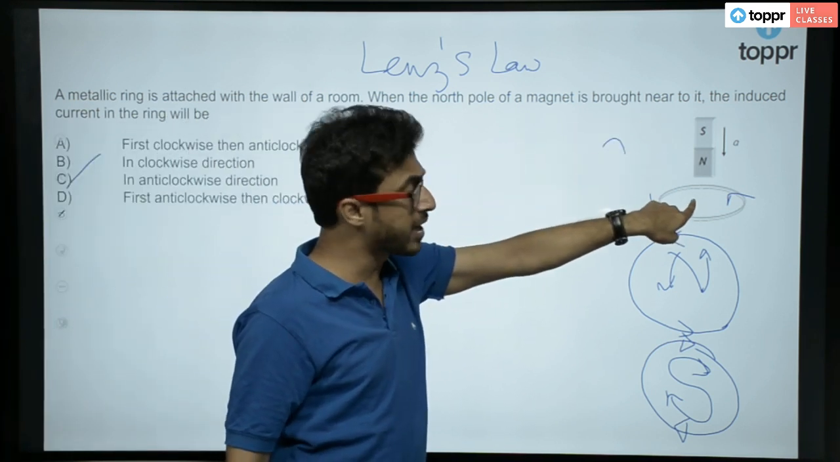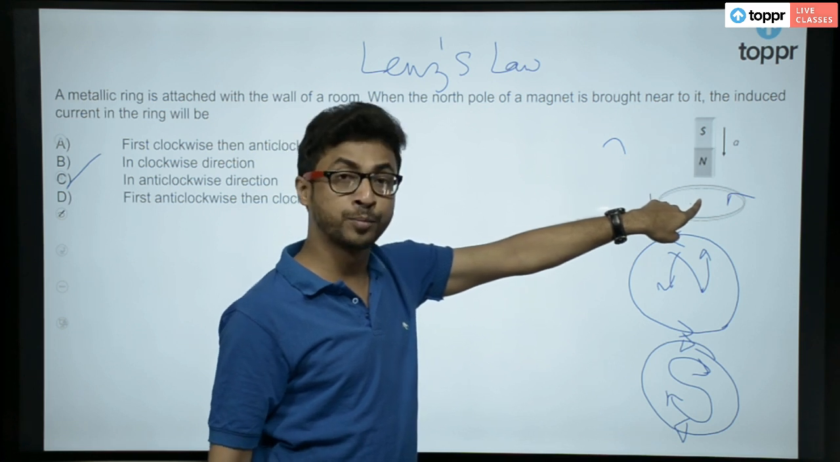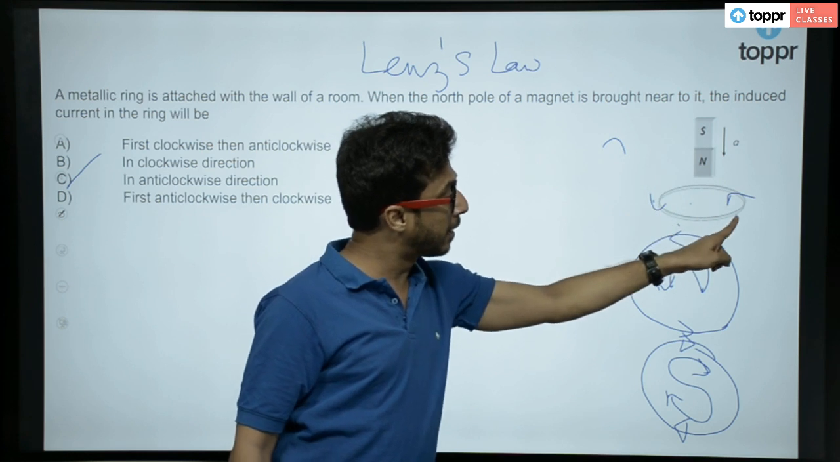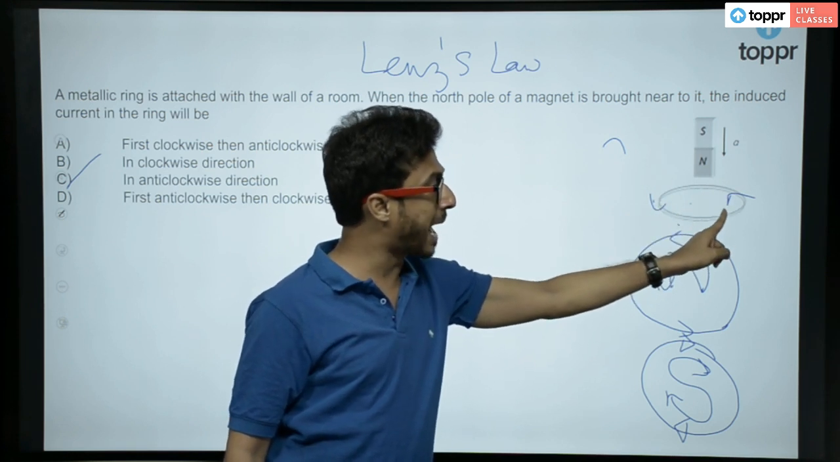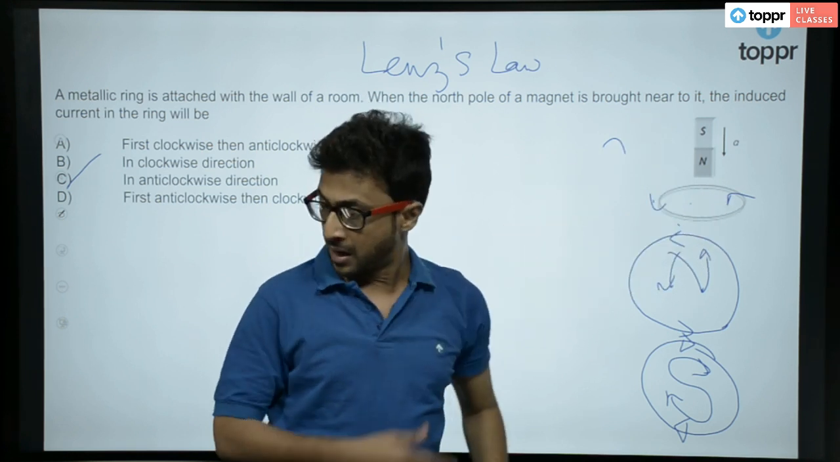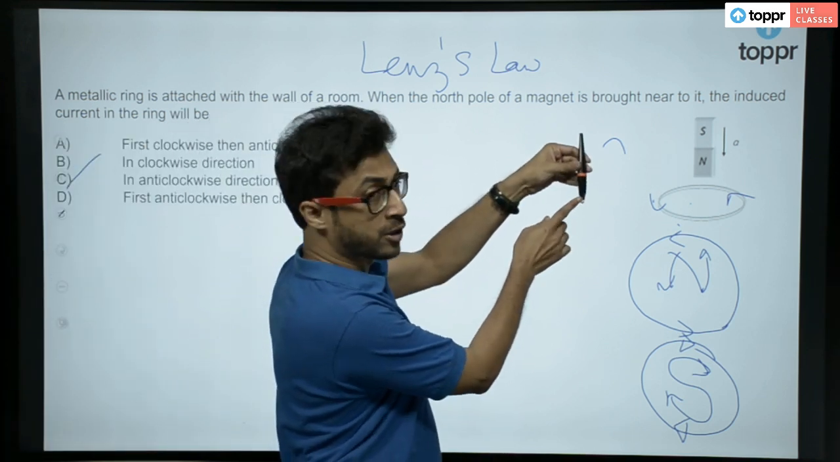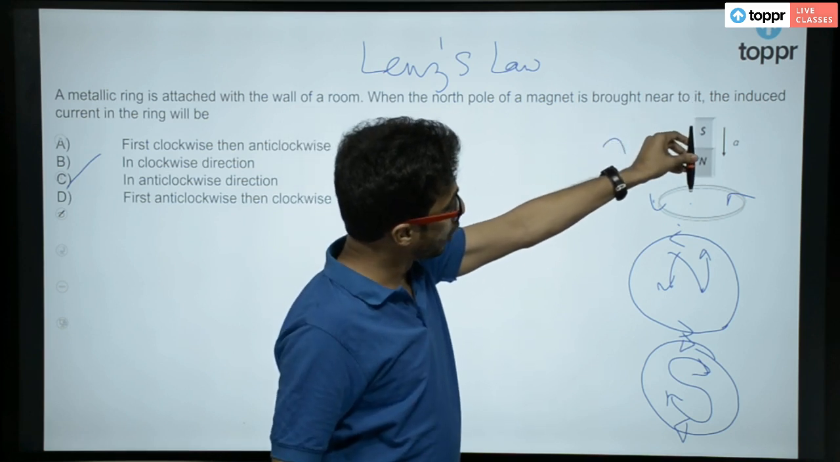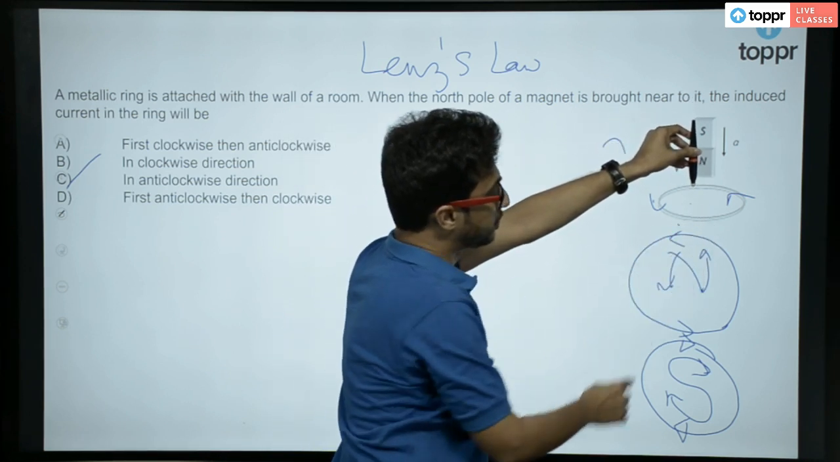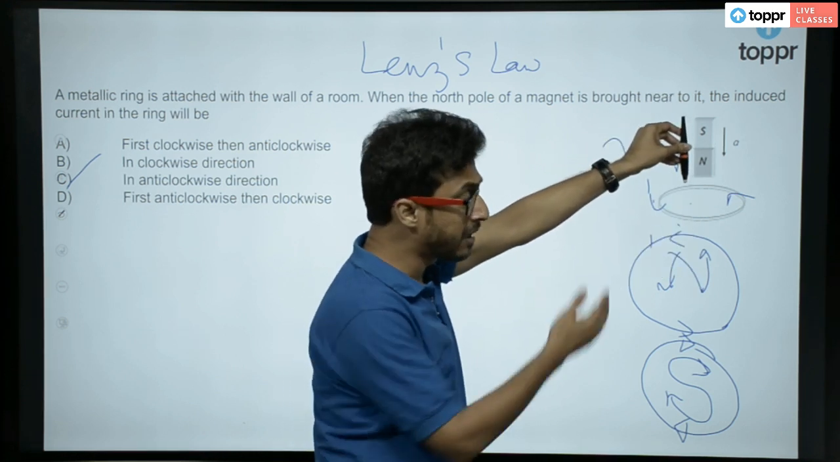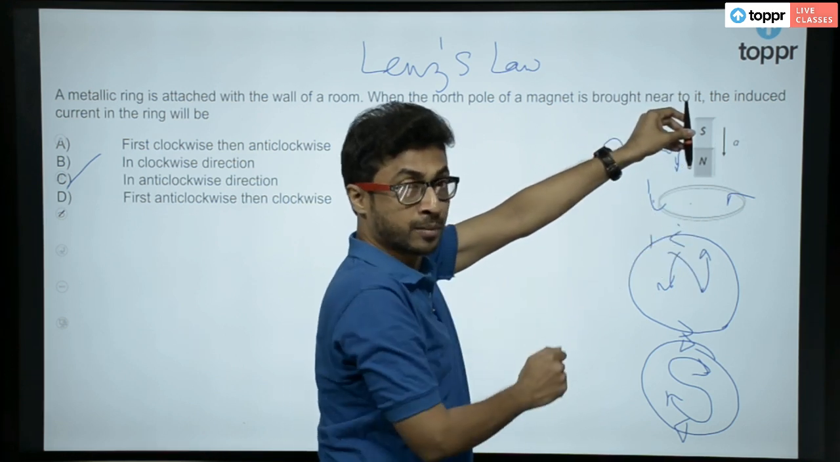So this region will also be a North Pole. To be a North Pole, the current will go in the anti-clockwise direction. It is opposing. Suppose you consider this is the North Pole, this is the South Pole. This will be a North Pole now, if it goes away, as it is coming near, so it will be a North Pole to oppose the motion.